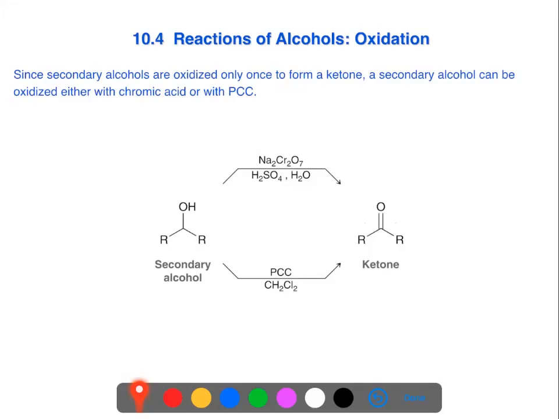Now, since secondary alcohols are only oxidized once to form a ketone, we can use either PCC or chromic acid to carry out that particular transformation. So we can use sodium dichromate in the presence of sulfuric acid and water, or the Jones reagent, chromium trioxide, in the presence of acid and acetone to carry out the oxidation to the ketone, or if we wish, we can use pyridinium chlorochromate in a chlorinated solvent as well. So we have a bit of a variety when it comes to secondary alcohols.